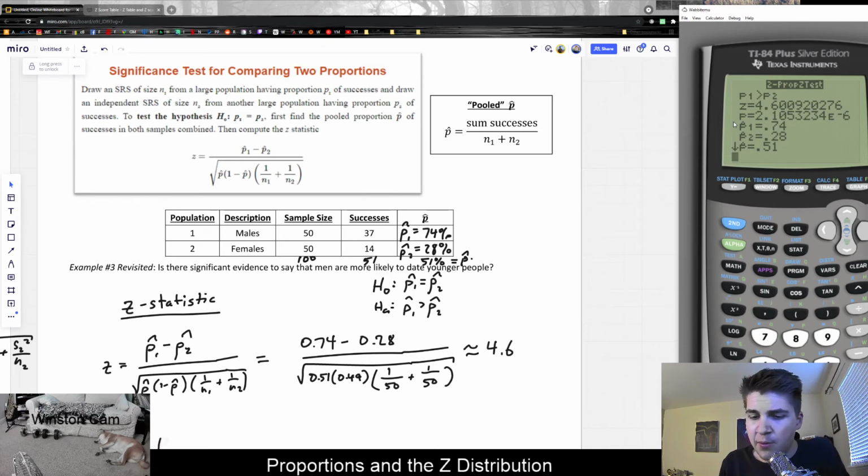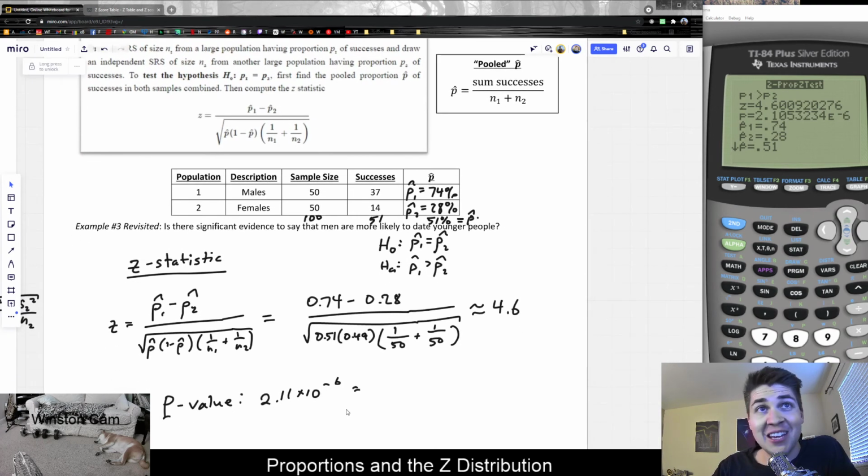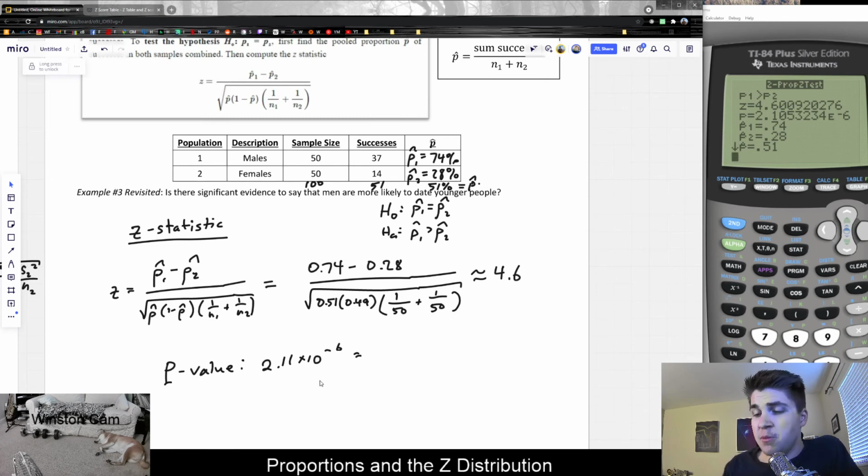So the p-value we get here, again, this is capital P, not lowercase p, is, well, let me just write this out. It's 2.11 times 10 to the negative 6 is what that means. Or basically that means move the decimal places 6 to the left. Because again, the p-value should never be more than 1. It should be something between 0 and 1 because it's a probability. But in this case, it should be 0.00000211. And that's a super, super small p-value.